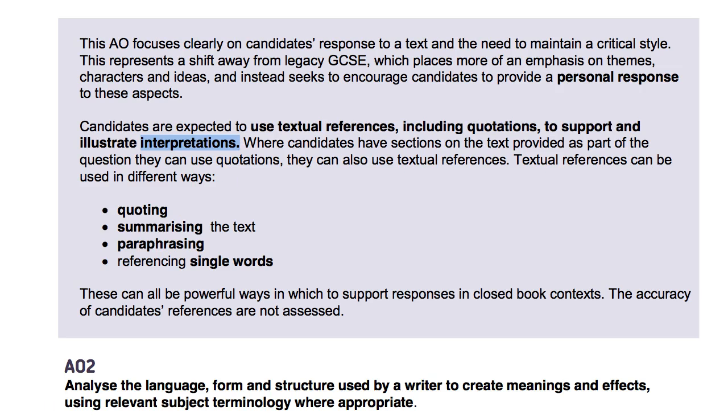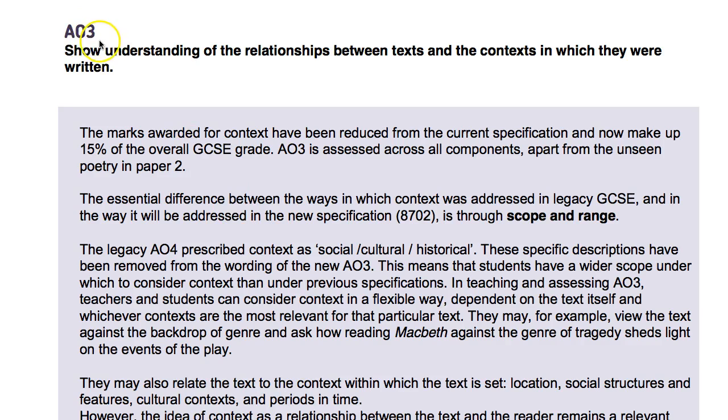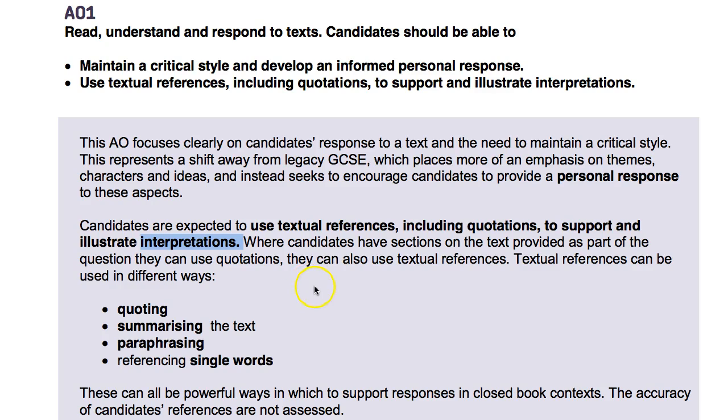or the author's purpose. AO3 is all about context, so the relationship between texts and the context in which they were written. Now, the problem in the old AQA was that students used to write lots of stuff about when the text was written, but never make that relevant to the question, so they just lost loads of marks. To get round this, they've made context less important, so it only counts as 50% of your overall grade. However, you shouldn't think of context that way.